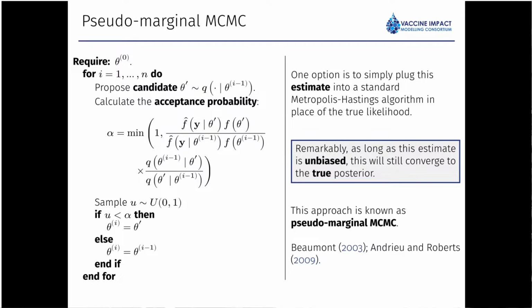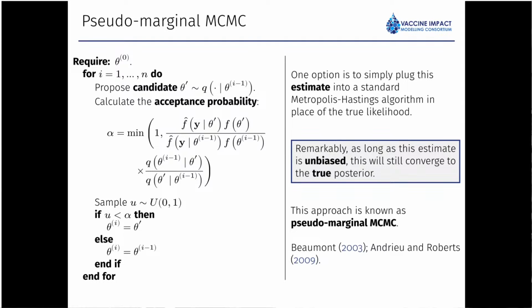That's all pseudo-marginal MCMC is. It says if you can't calculate the likelihood, you can plug an estimate in, okay? And there are two conditions. As long as that estimate is unbiased and it is greater than 0, it is positive, then this algorithm will converge to the true posterior. Okay? So even though you are estimating the likelihood, if you run your MCMC for long enough, it will give you the right answer. Okay?